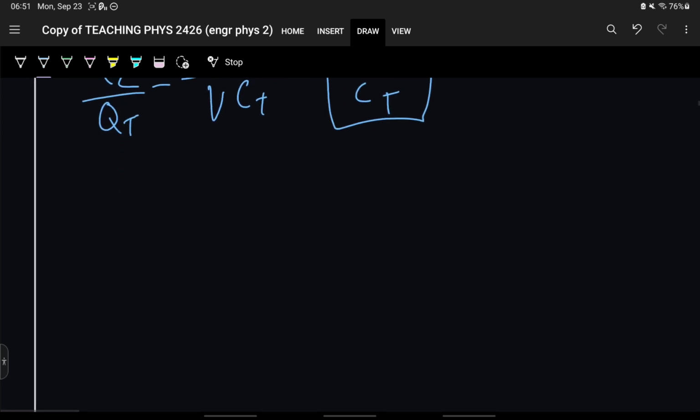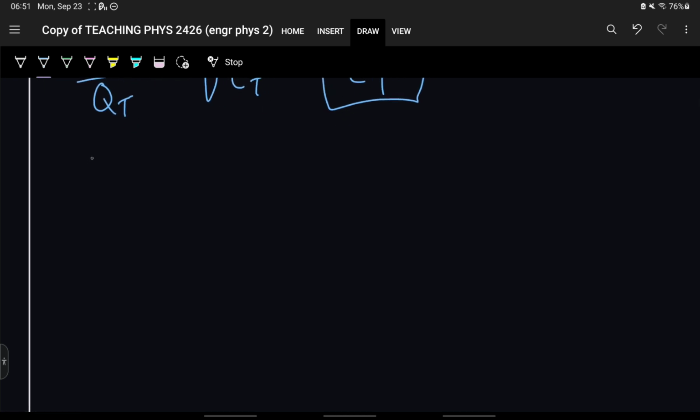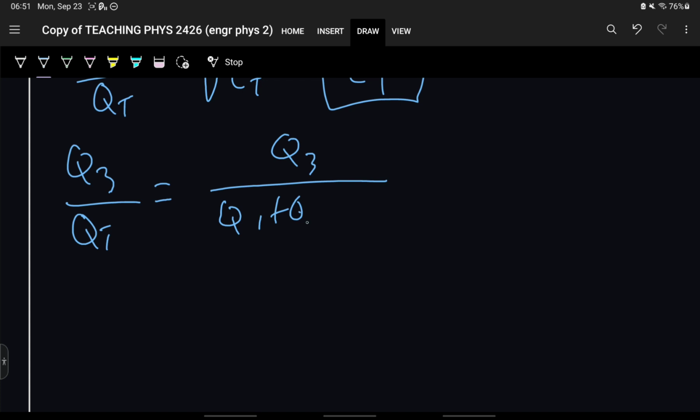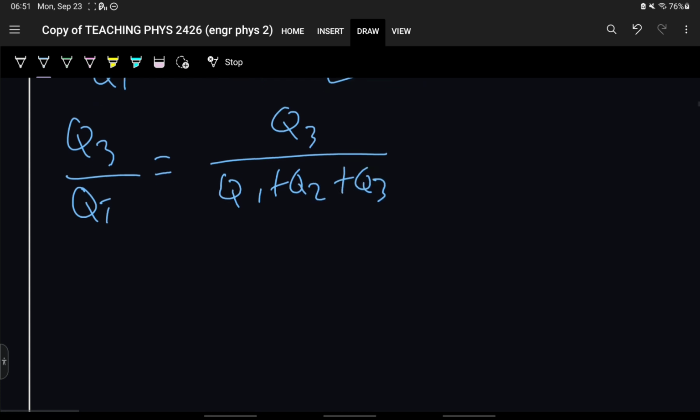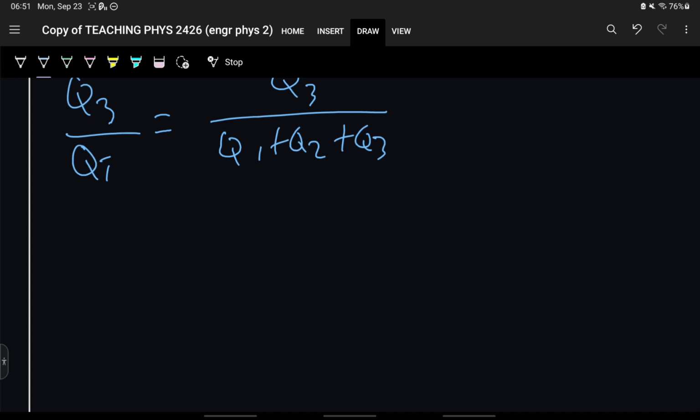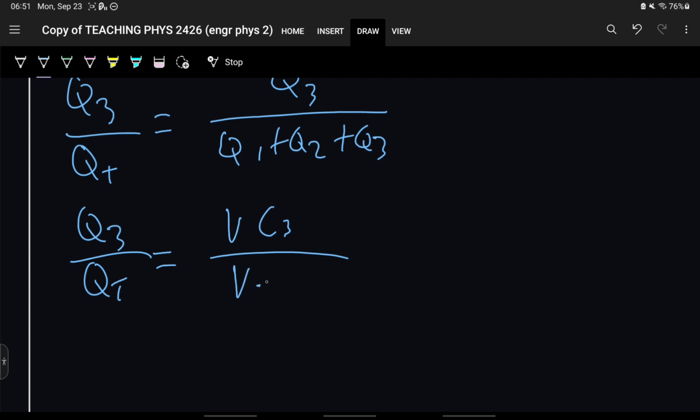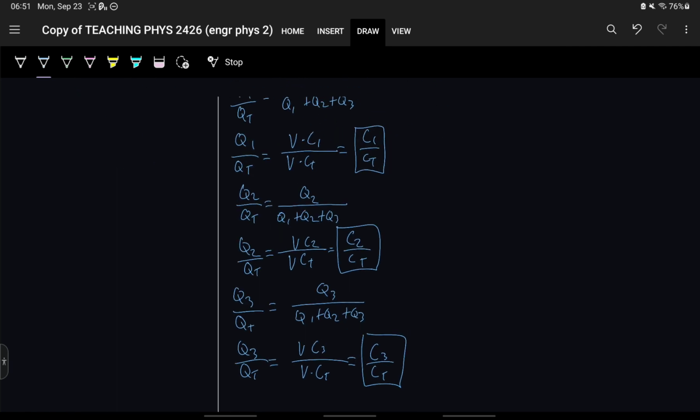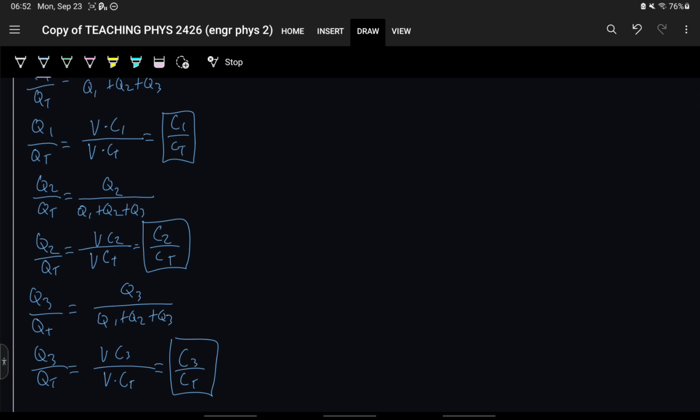So let's go ahead and look at the fraction of charge in C3. So we have Q sub 3 divided by Q sub T is equal to Q sub 3 all over Q1 plus Q2 plus Q3. And substituting Q3 is equal to V times C3, we get Q sub 3 all over Q sub T. I'm going to go ahead and fix that. Is equal to V times C sub 3 divided by V times C sub T. And then we get C sub 3 all divided by C sub T. So that's going to be our third answer right there. So those are our answers right there that should work in Snape physics.